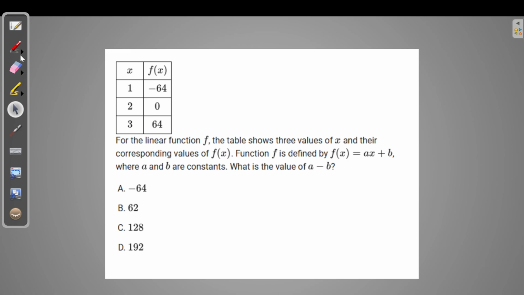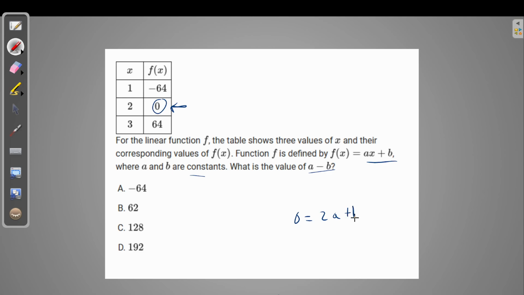Alright, and then for the hard problem, for the linear function f, the table shows three values of x and their corresponding values of f of x. Function f is defined by f of x is equal to ax plus b, where a and b are constants. What is the value of a minus b? When it gives you a table and an equation, you want to plug in a couple of these values. You want to start with the one that has a 0, because you want to isolate one of these two variables.